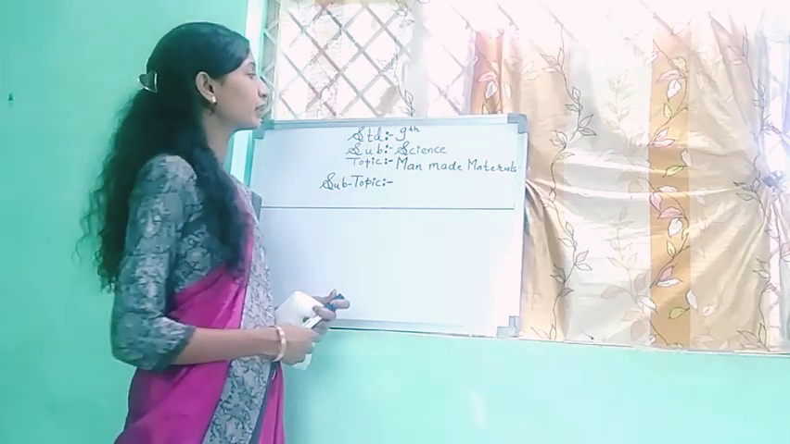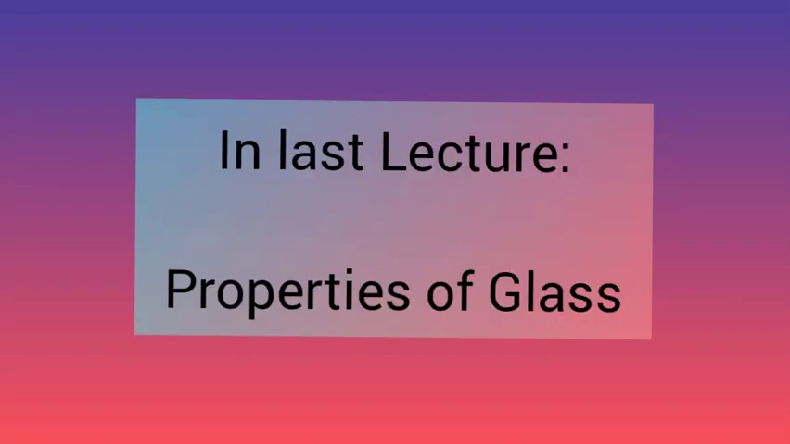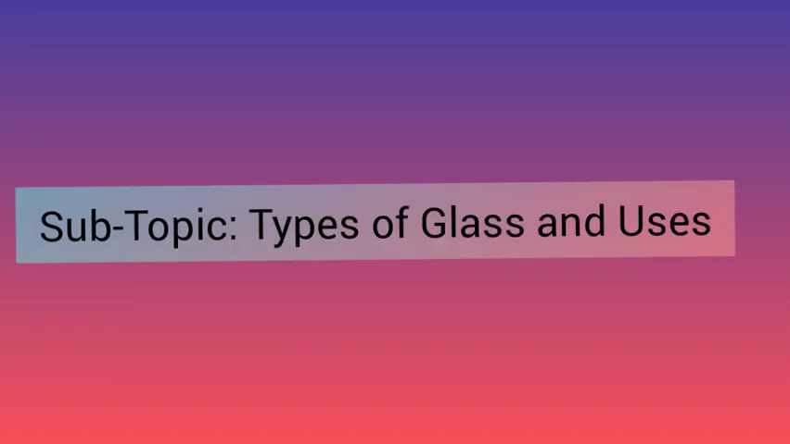Well, as we were going through the 9th standard science lesson, Man-made Materials. So students, in the last lecture we have seen the properties of glass, but a critical question arises: every glass is not the same, right? These glasses are different. On which basis are these glasses different? What are their components and what are their names? To know this, today we will learn the subtopic types of glasses and uses. So let's get started.